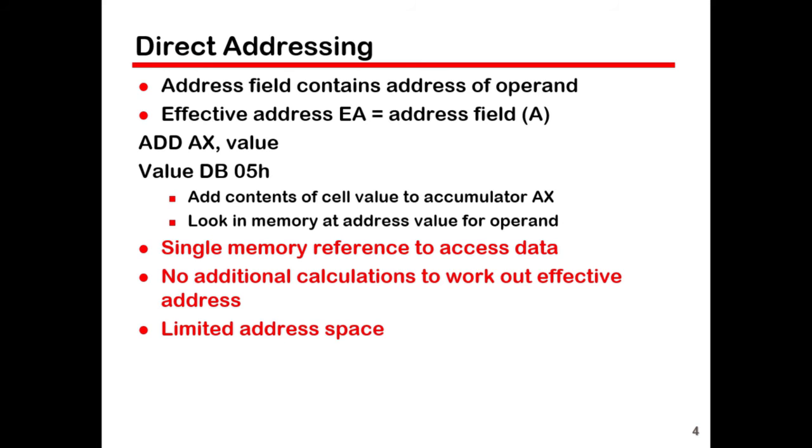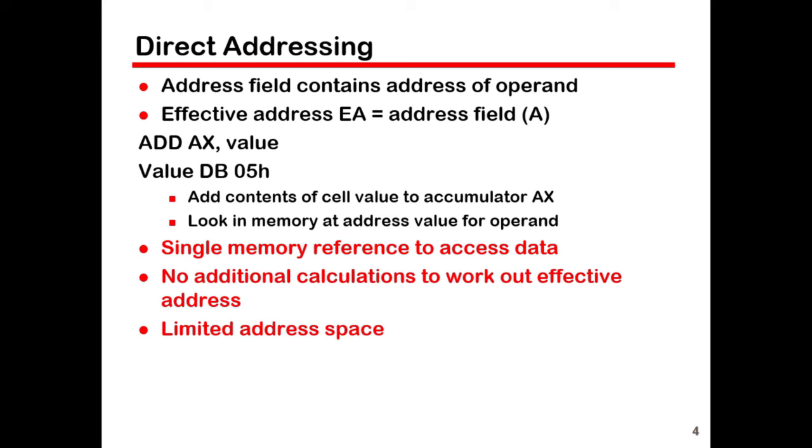There are two types of addresses, friends. First one is direct and second one is indirect. Direct address is what? The address field of the instruction format is having an accurate address of an operand. It means that the operand wherever stored in the memory, its effective address. So effective address is equivalent to address field of its part. So add AX, value. It means that add contents of cell value to accumulator AX. It means that the address which is given in the instruction is having the operand on its storage capacity. The memory which address is given having an operand.